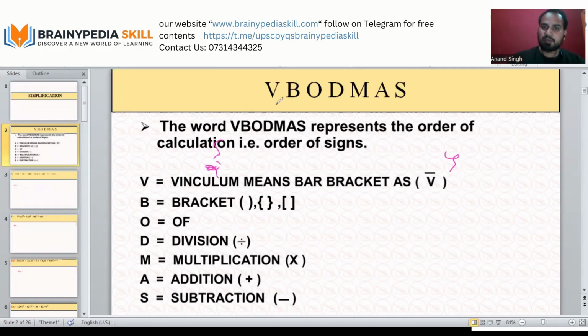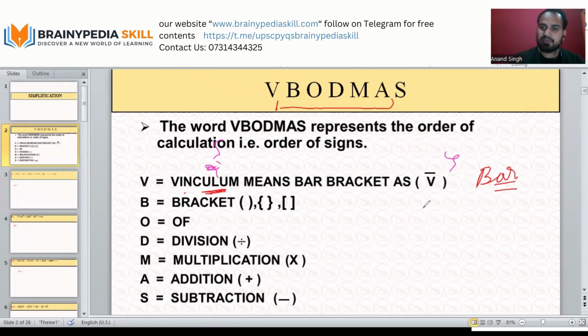Now, when we say BODMAS, it starts with B, right? B means what? The vinculum, right? So what is this vinculum now? Whenever we talk about bar, in an equation, if there is a bar given, then whenever a simplification question comes, our first priority is to solve the bar part, right?